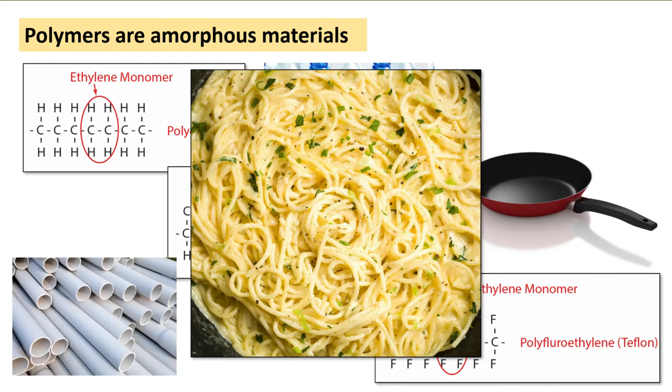Within the strands, we have covalent bonds, but between the strands, we only have secondary bonds, if we're talking about thermoplastics. We'll talk about thermosetting plastics later. And that's why thermoplastics are generally weak, because the chains are held together by secondary bonds.